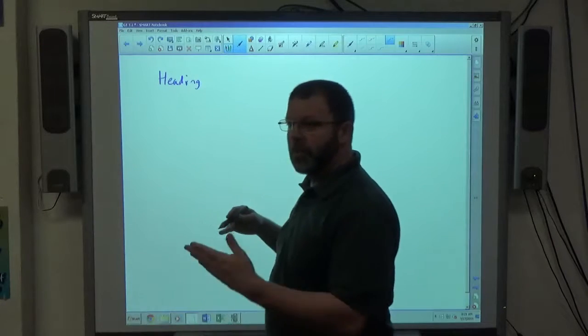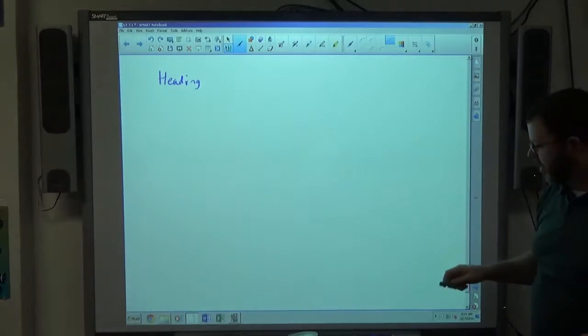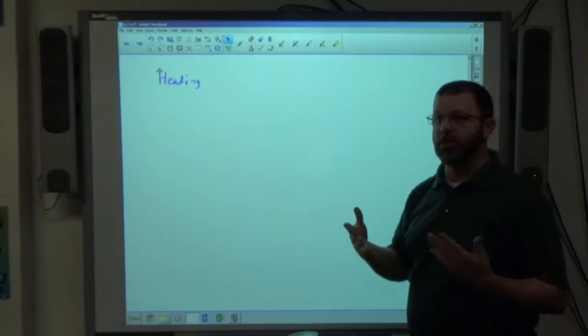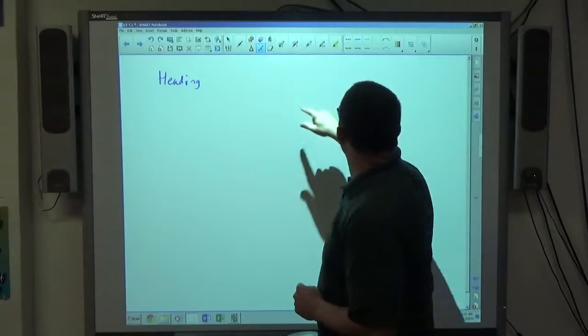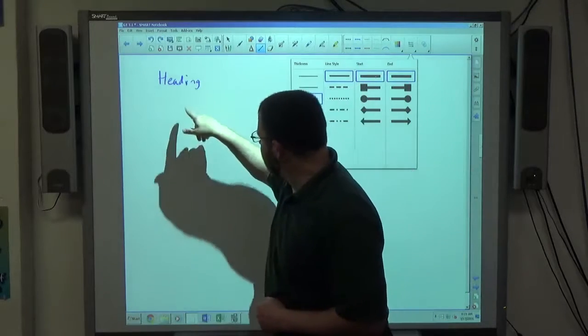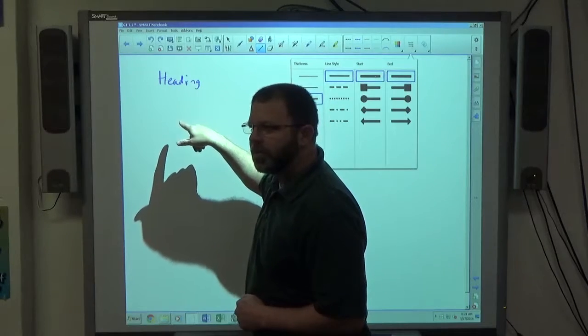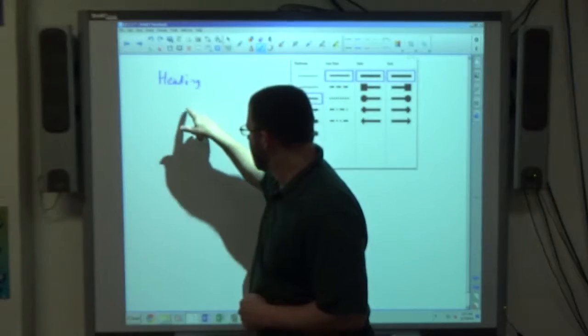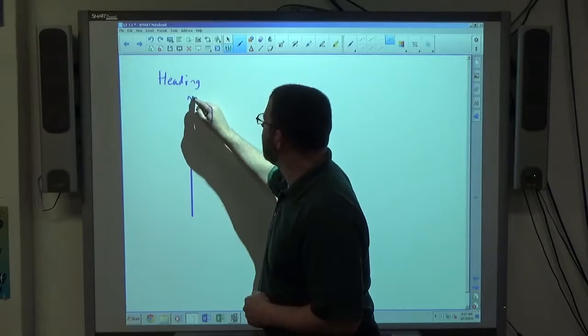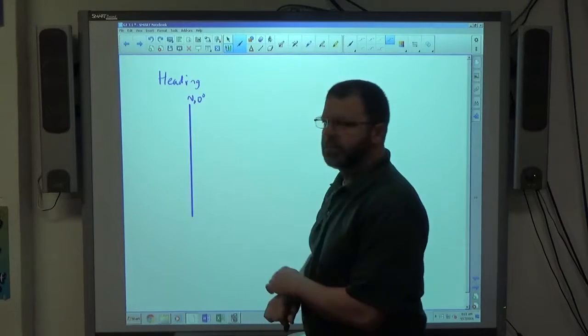Sometimes the picture is drawn for you, like it is on example 4. Most of the time it isn't. So being able to draw a picture based on a description of headings and bearings is important for the sake of these problems. So if I'm considering heading and bearing, if you imagine north as 0 degrees.